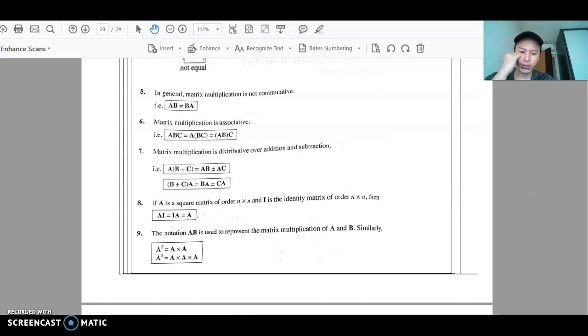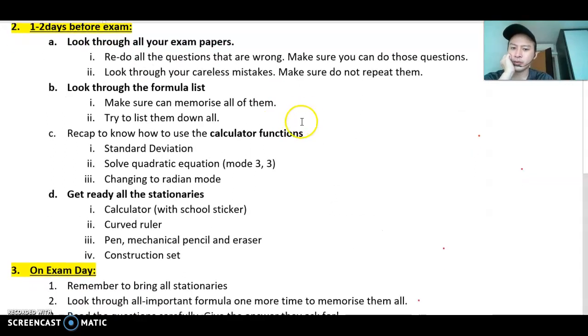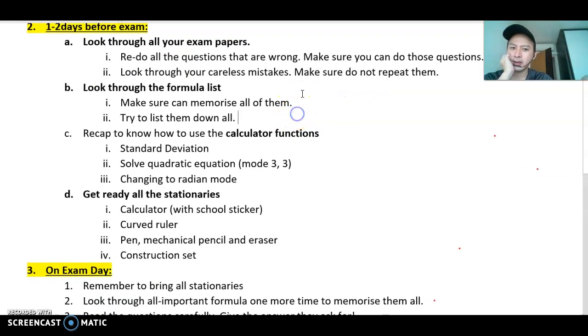So we're going to go back to this portion. Very quickly, we have gone through the formula list, a very quick one. Of course, for these few calculator functions, please make sure that you are able to do this. After watching this video, if you don't know how to, you can drop me a message. I can send you some video links to find the standard deviation and how to solve quadratic equations, but I believe most of you should be able to do it by now.